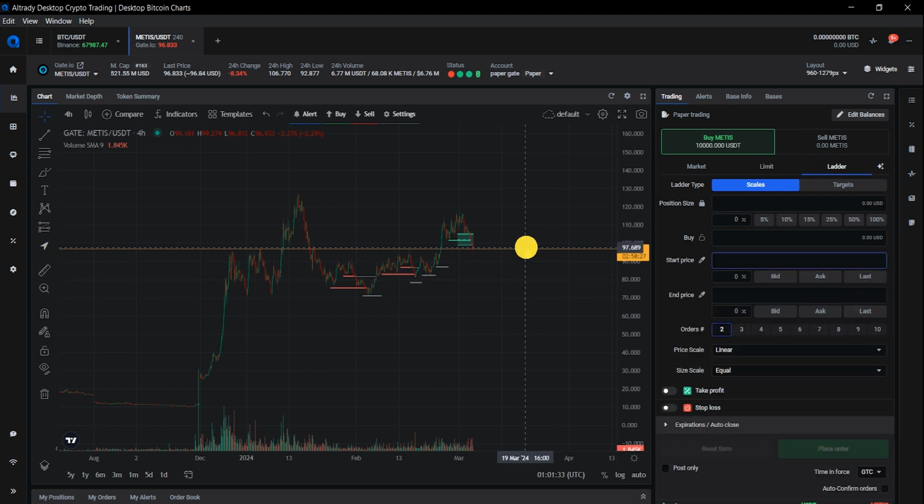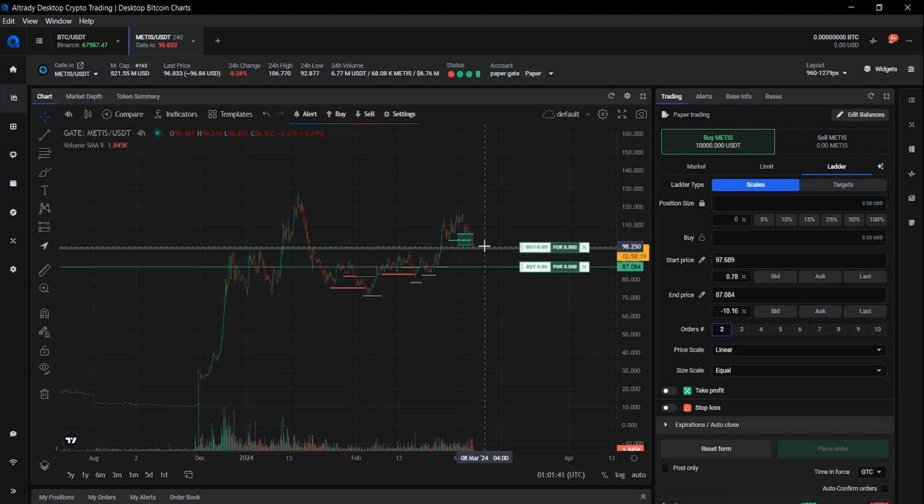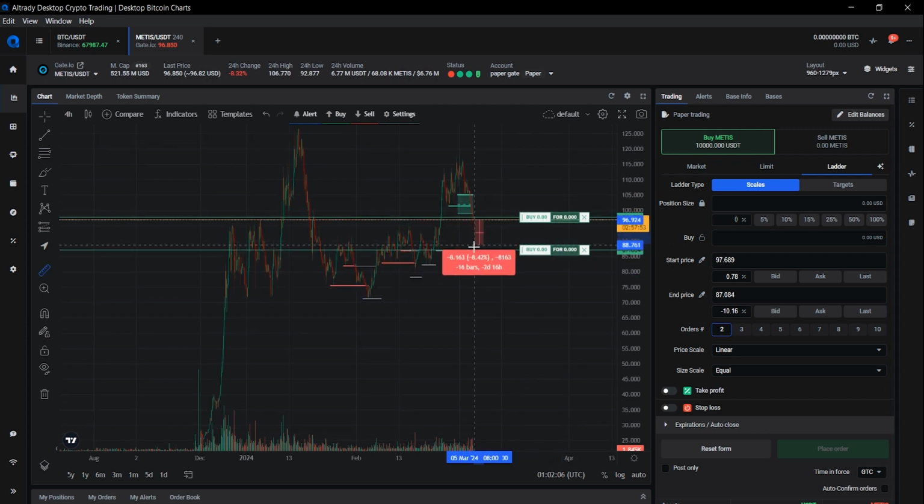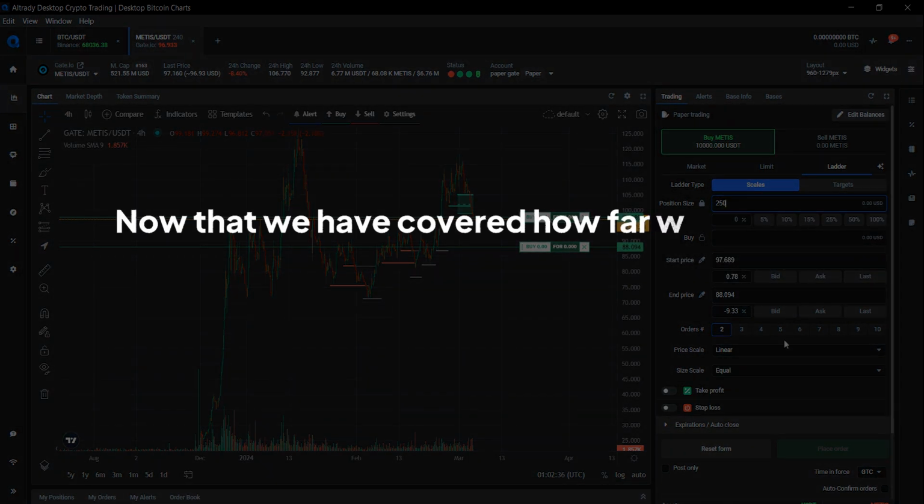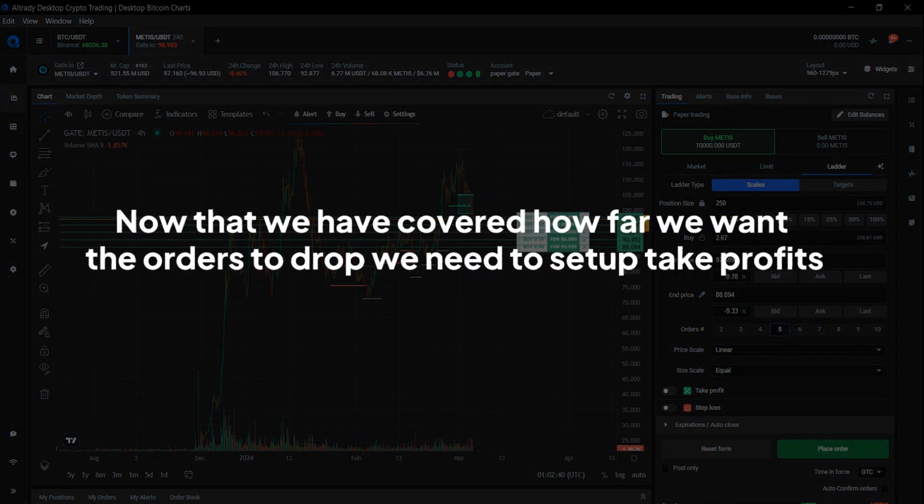Set laddered orders conservatively with a $250 position size, with the first order placed at or above the current price and 5 subsequent ladders added. Considering the 8.5% drop from the highest base observed, adjust the end price of the ladder to the tail end of the 8.5% drop.